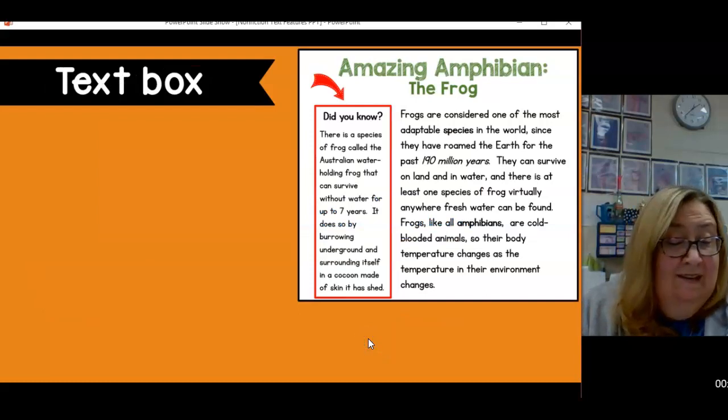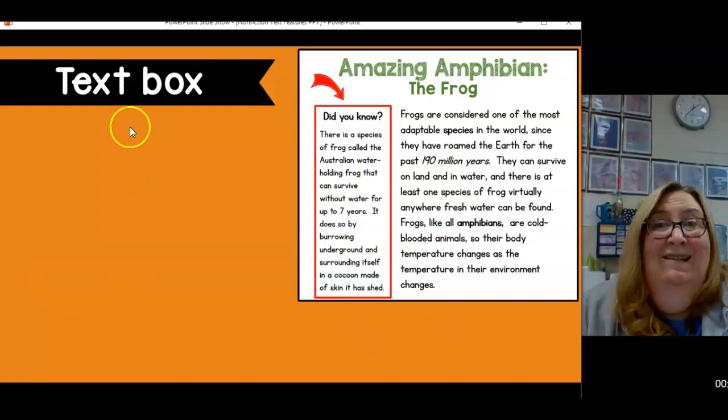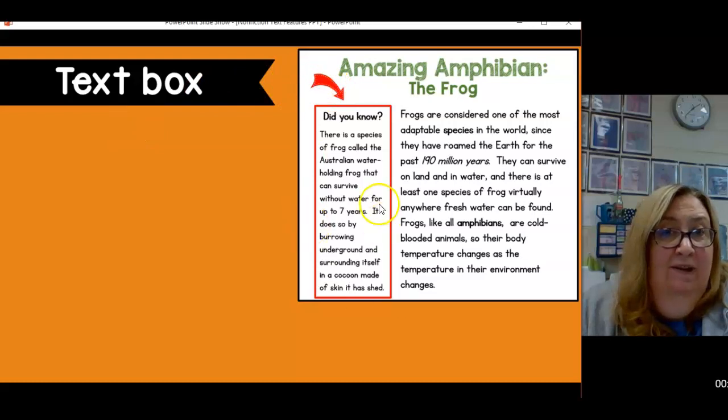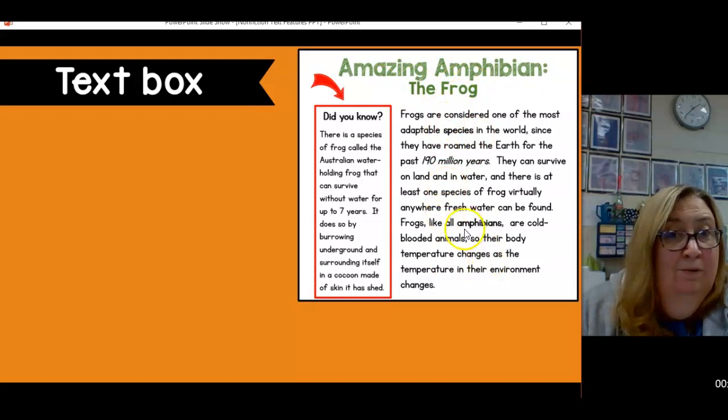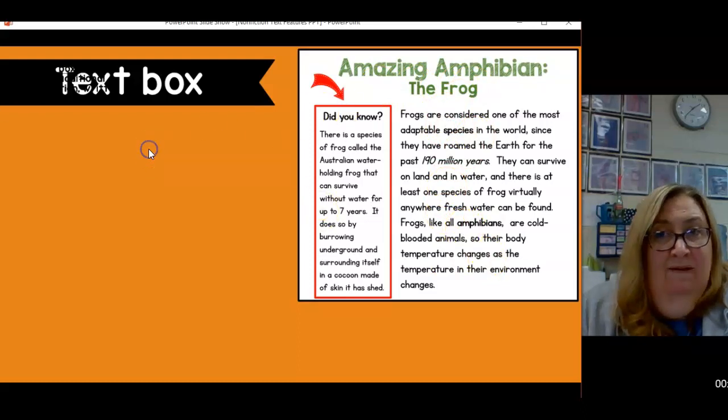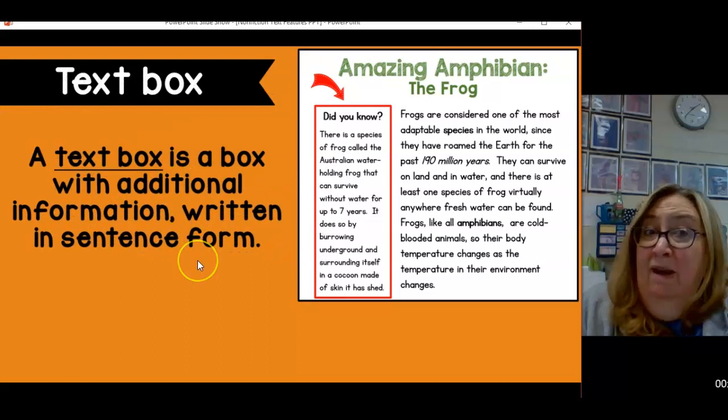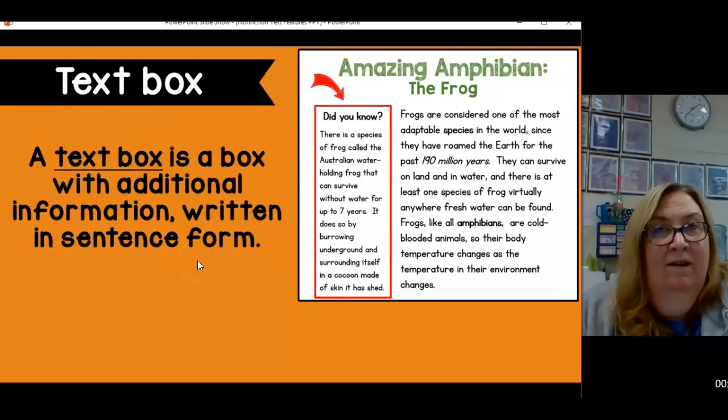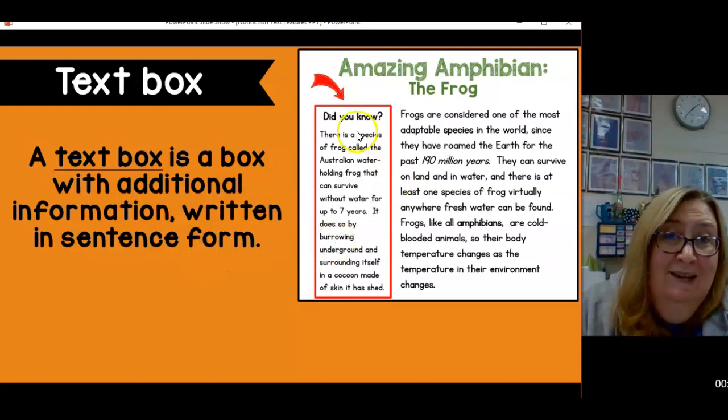All right, finally, the last text feature we're going to talk about today is a text box. We have our arrow that's pointing out the text box here. Here is our heading. Here is our text. I see some bold words, and here is our text box. A text box is a box. That's amazing, right? How hard is that going to be to remember? A text box is a box with additional information, usually written in sentence form. So it's text on its own.